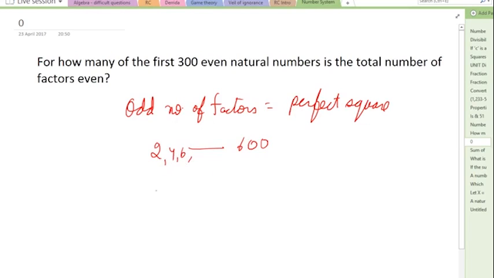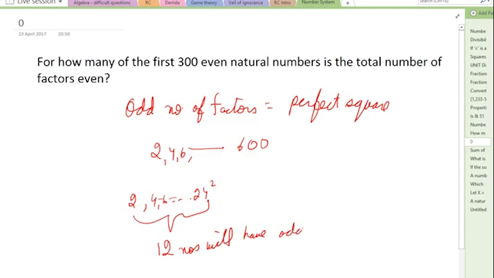And that would mean 24 squared is the closest, since 25 squared crosses 600. So all the even numbers from 2 to 24, right? So 2, 4, 6, and so on till 24. And you can count that and remove it from 300. So 2 into 1, plus 2 into 12. So 12 minus 1, 11 plus 1. So 12 numbers will have your odd number of factors.